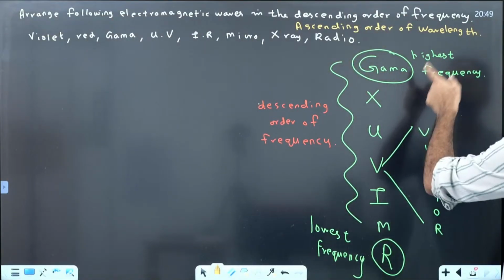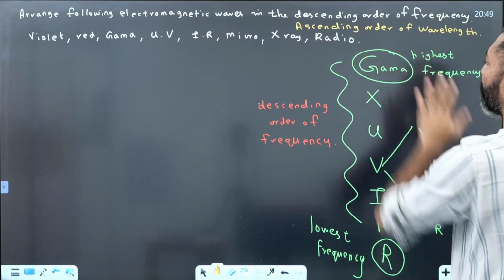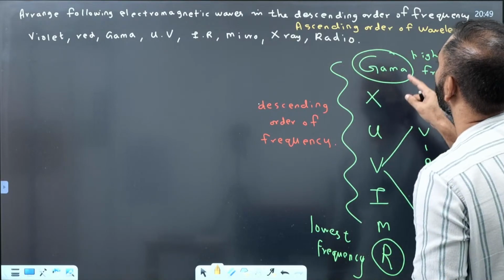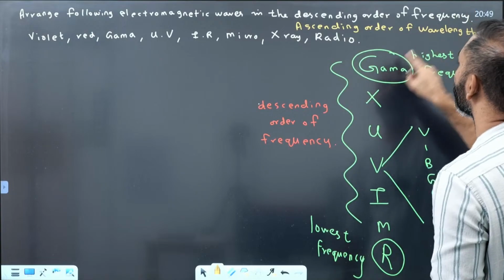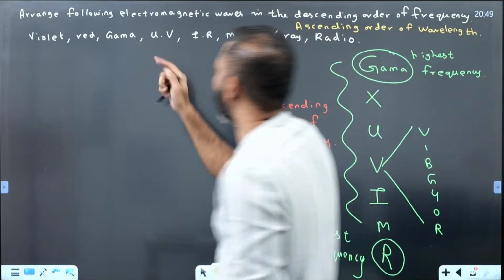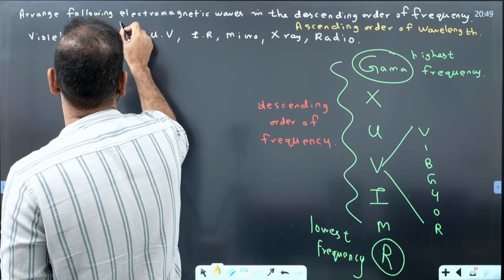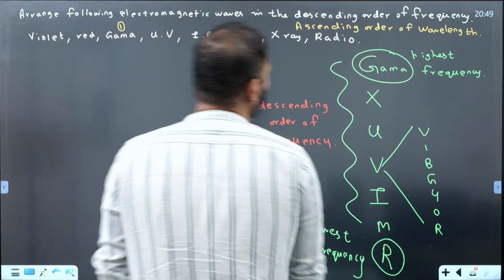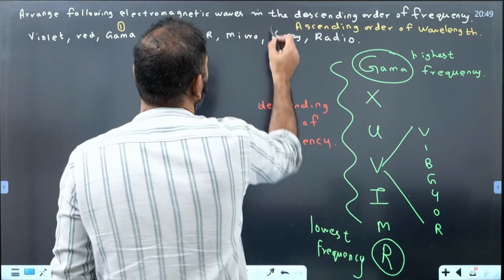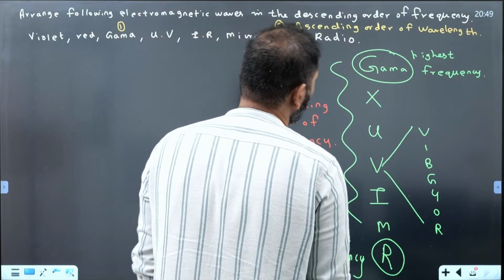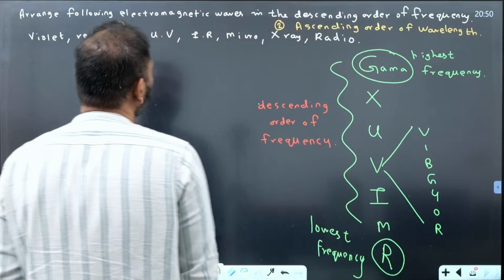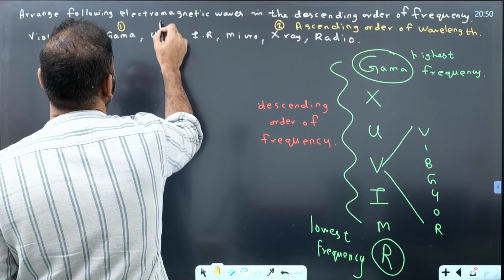So first of all, what is the highest frequency? Gamma. The question tells me to write in descending order of frequency, so first gamma should be there. Is gamma in the question? Yes. So gamma should be number 1. Next, X-ray is there, so X-ray should be number 2. Then U stands for what? UV. Is UV there? Number 3.